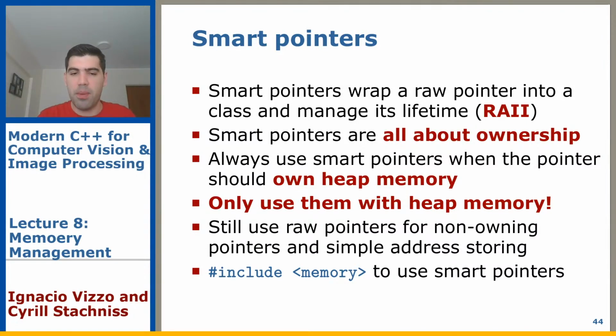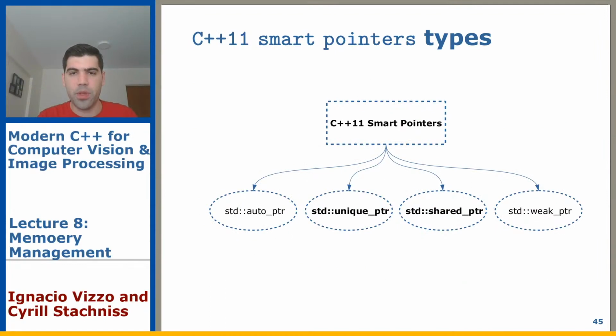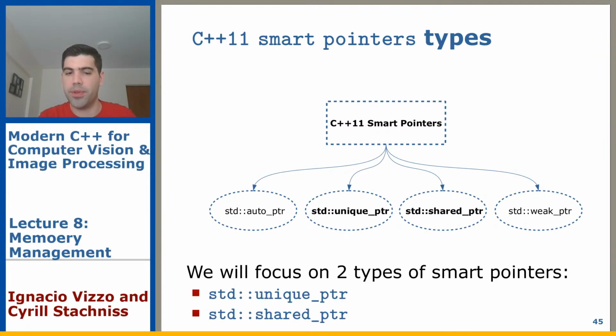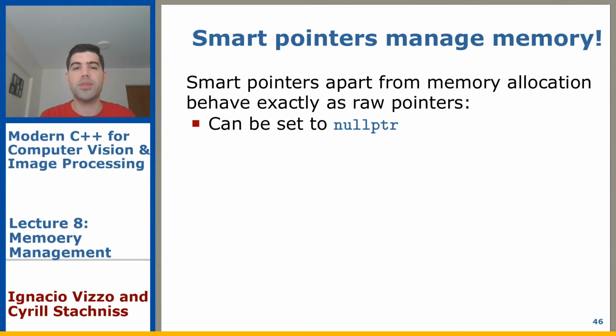And to use smart pointers, just include the memory header file that is part of the C++ standard library. So C++ introduced four types of pointers. We are only focusing on two, unique pointers and shared pointers. The rest, just ignore them. These are the only pointers you should be using for now. And then the smart pointers will manage memory for you.